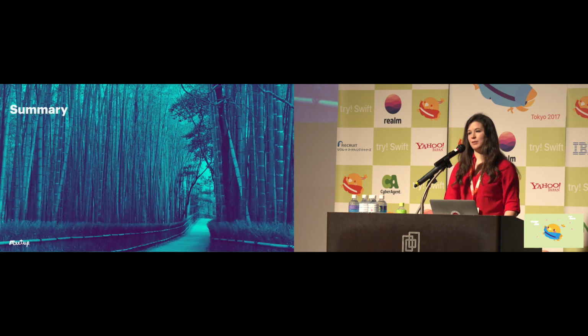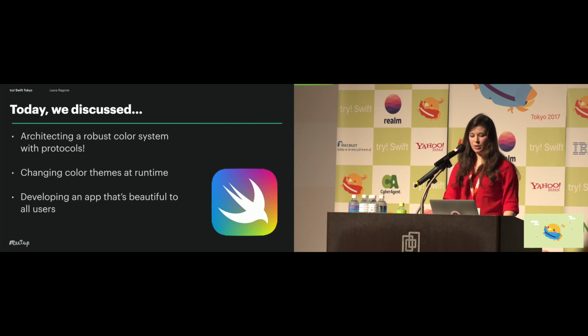We've covered quite a bit of ground in our discussion today. First, we spoke about the basics of building a robust color system. Next, we were then able to leverage the power of Swift protocols to update our color themes at runtime. Finally, we concluded with some thoughts about considering color blindness when testing your app. I sincerely hope you'll consider integrating these approaches into your own projects.